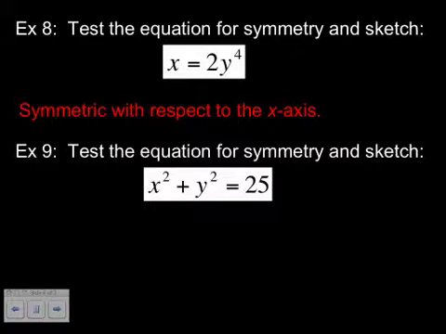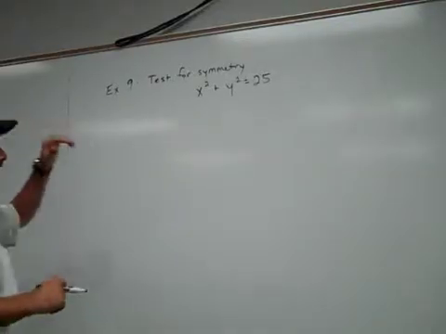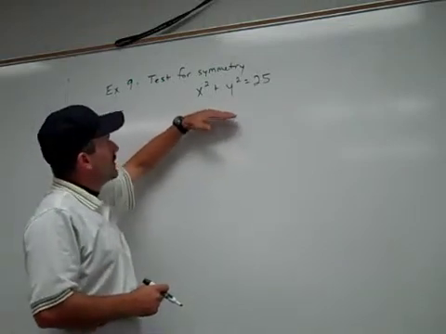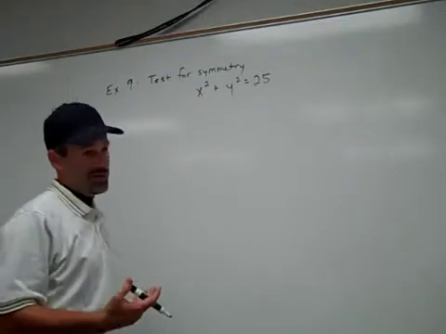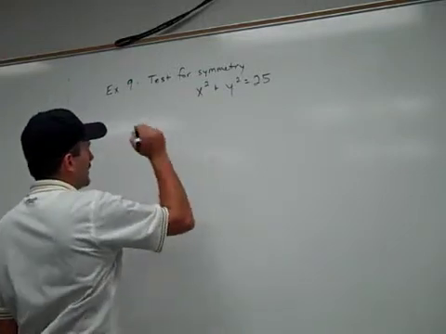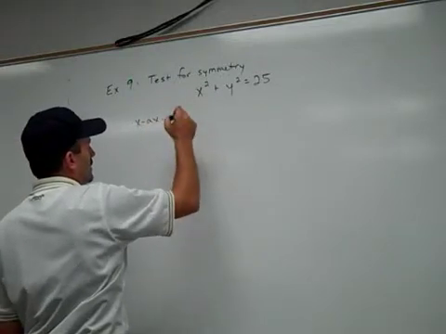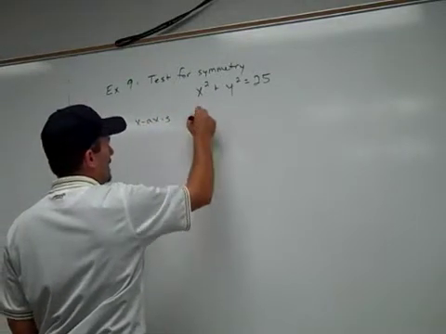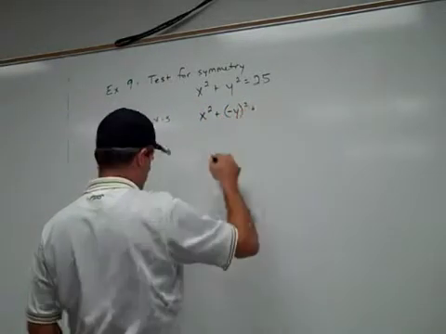In example 9, we're testing this equation, x squared plus y squared equals 25. If you look at this, example 9 gives us a circle, and we are supposed to test for symmetry. Since it's a circle, circles are many times very symmetric, depending on where their origin is. So let's just start out testing for symmetry with respect to the x-axis. To test for symmetry with respect to the x-axis, we replace the y with a negative y in the original equation.